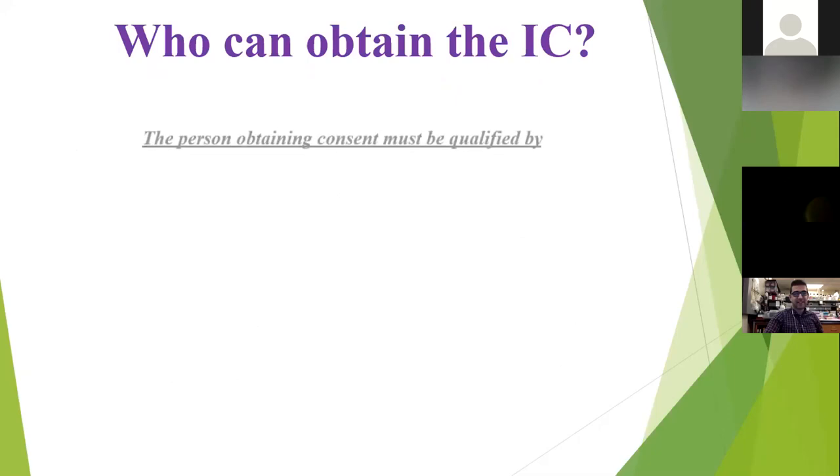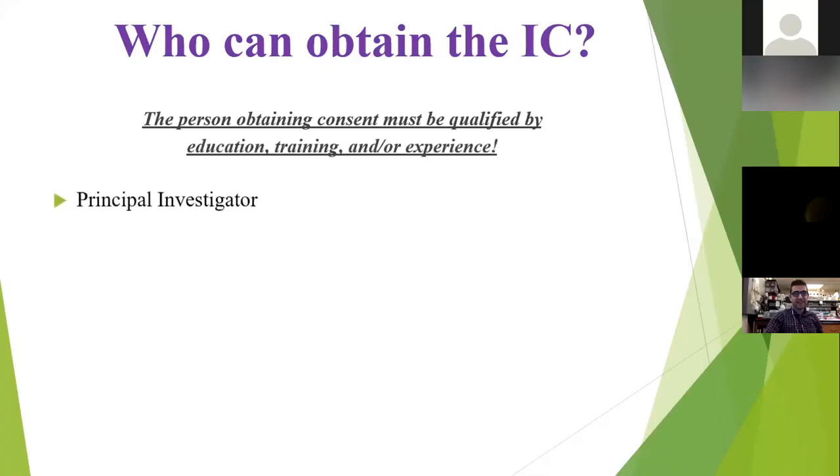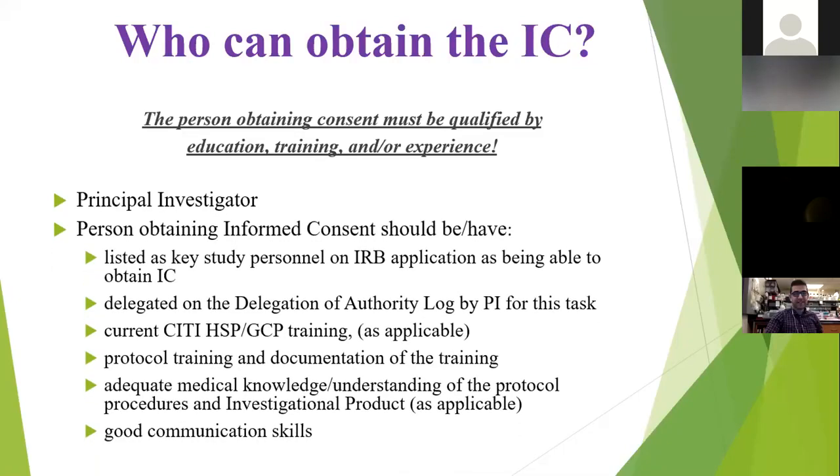So who can obtain the informed consent? The person obtaining consent must be qualified, of course, by education, training, or experience. The principal investigator always can obtain informed consent, but others that may be on the study team should be listed as key study personnel on the IRB application as being able to obtain informed consent. They also need to be placed on that delegation of authority log by the PI for this task.